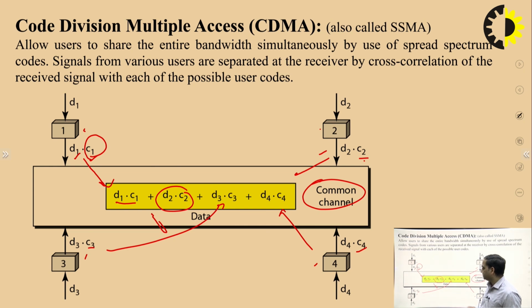In that way, multiplexing is applied here by combining all the data in one common channel, and transmitting from the transmitter into the channel. So this is nothing but the medium. This is the medium in which we are transmitting data from the different transmitters or users.